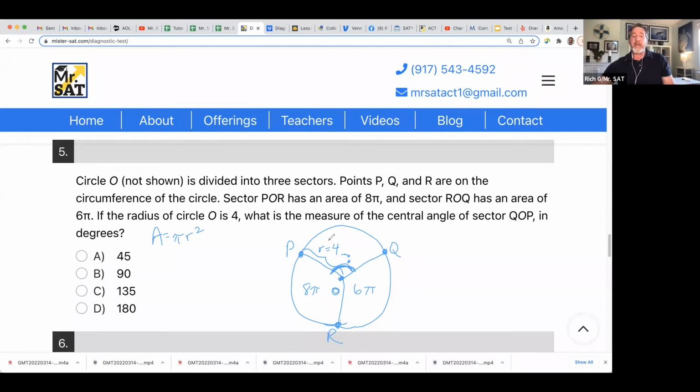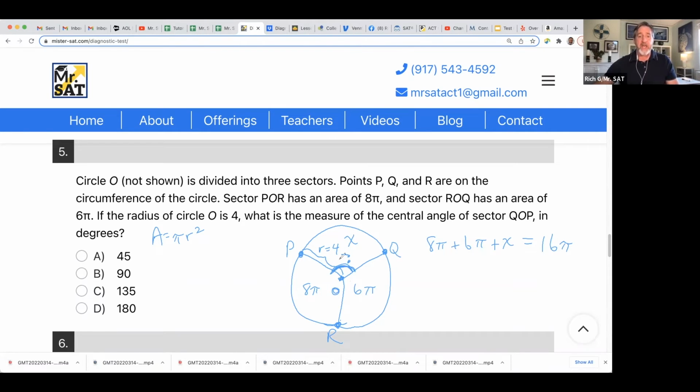So let me, for the record, call this unknown sector, let's say it has an area of X. All right. So I know that 8 pi plus 6 pi plus whatever that area X is equals the area of the circle, which is pi times the radius squared. My radius is 4. 4 squared is 16. So that equals 16 pi, right?